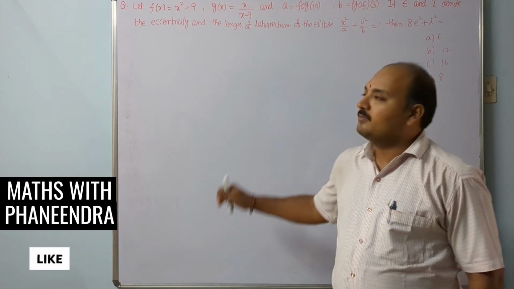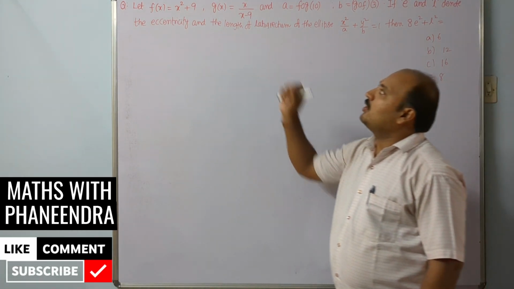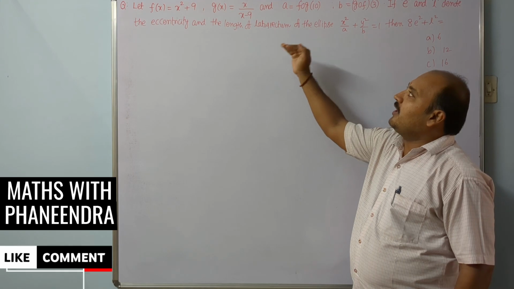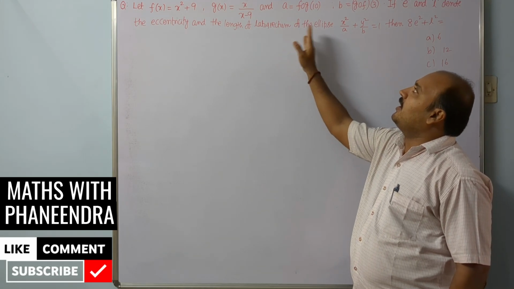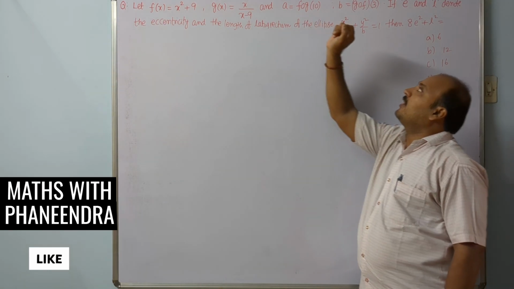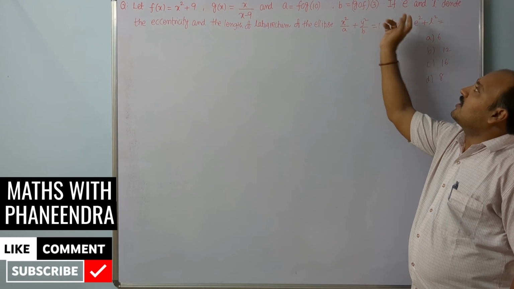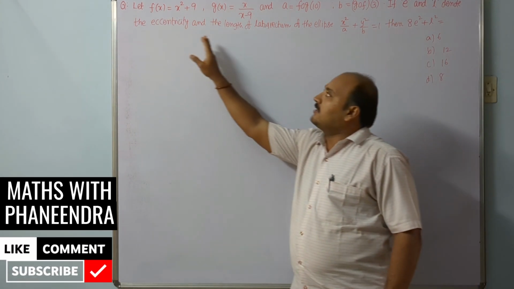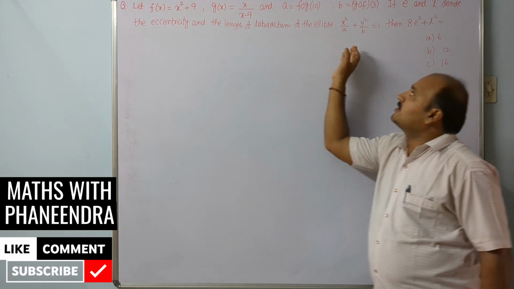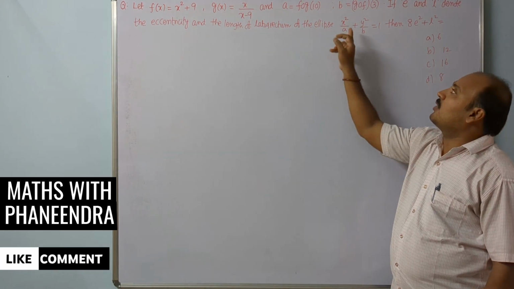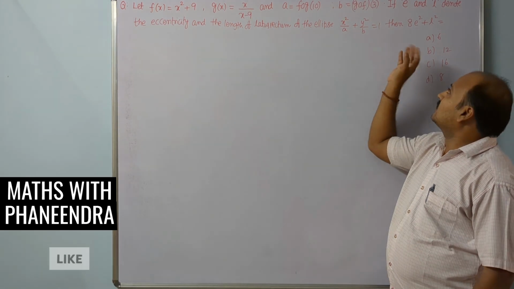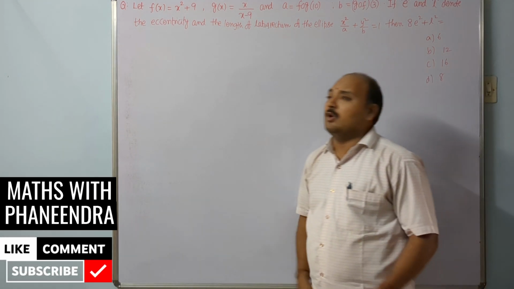The next question. Let f(x) = x² + 9, g(x) = x/(x − 9), and a = (f∘g)(10), b = (g∘f)(3). If e and L denote the eccentricity and the length of the latus rectum of the ellipse x²/a + y²/b = 1, then 8e² + L² equals.